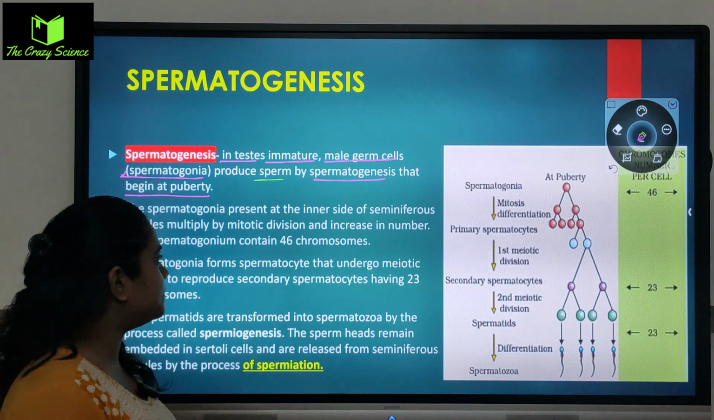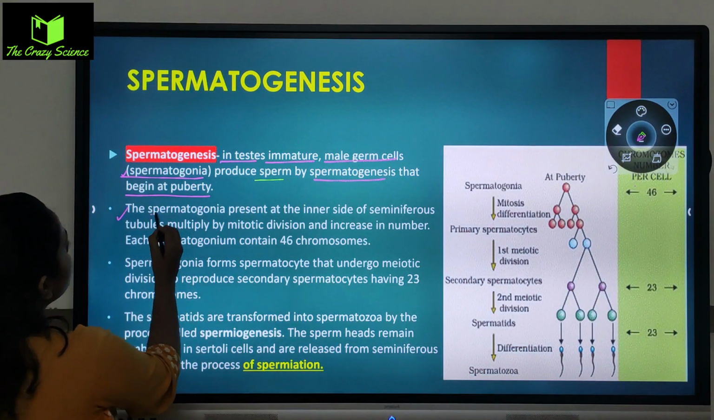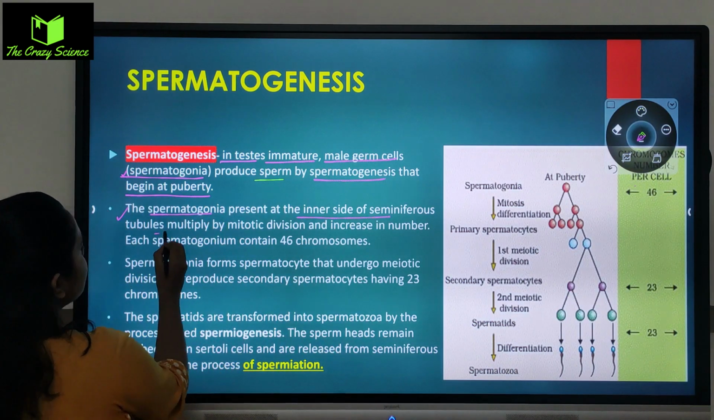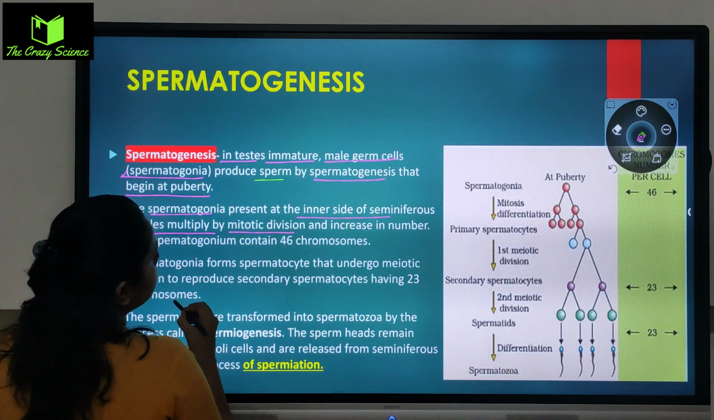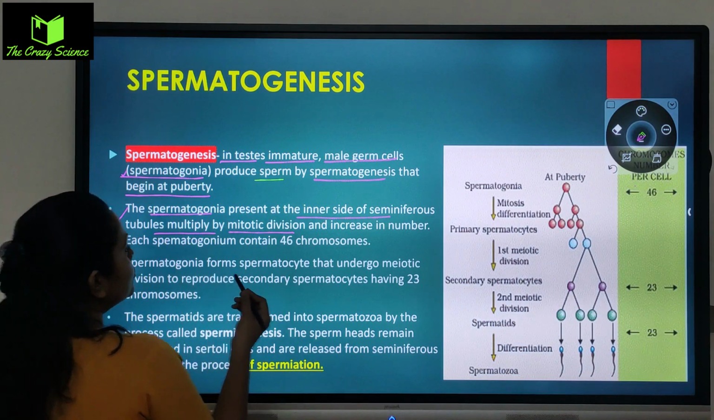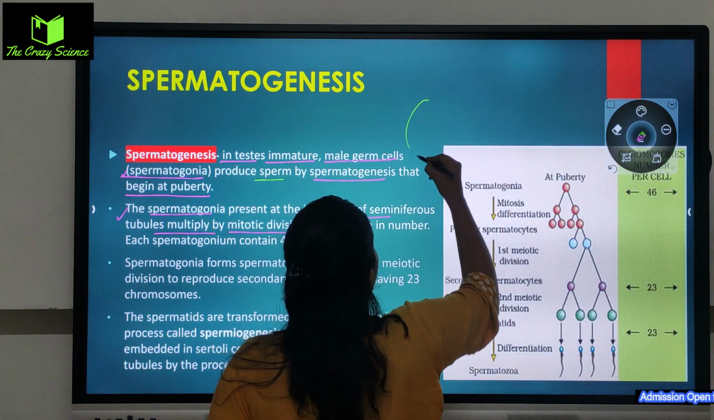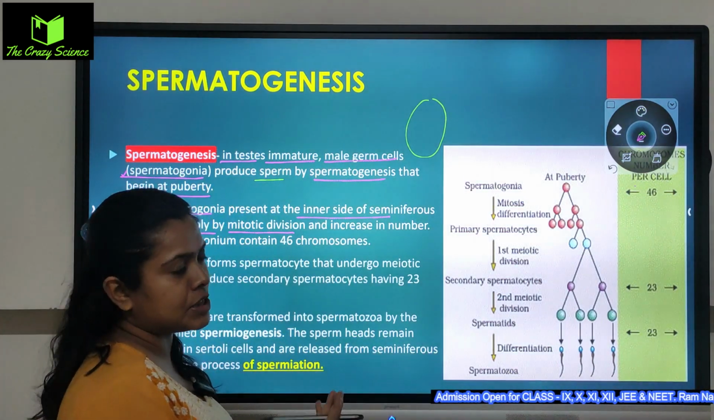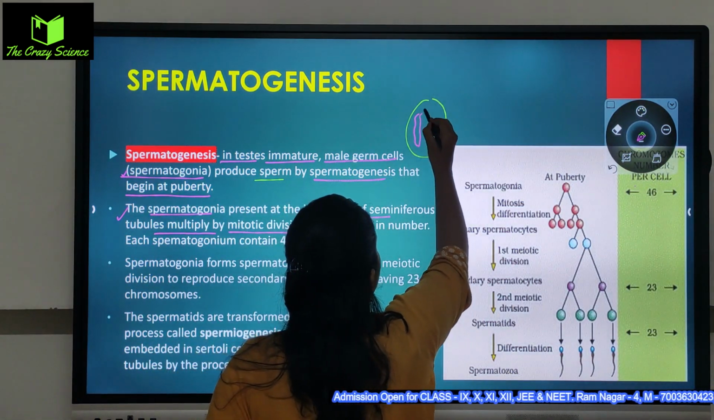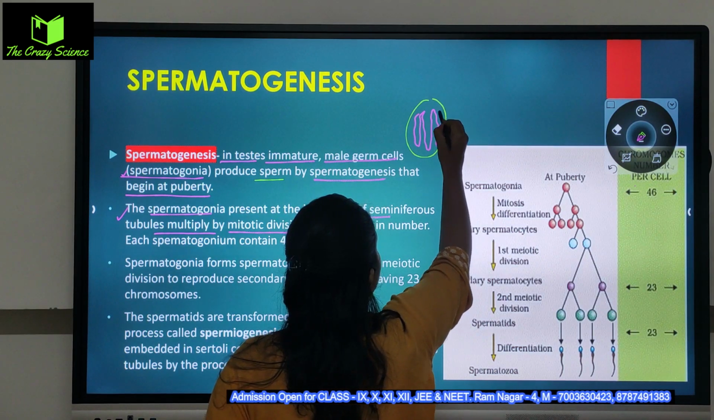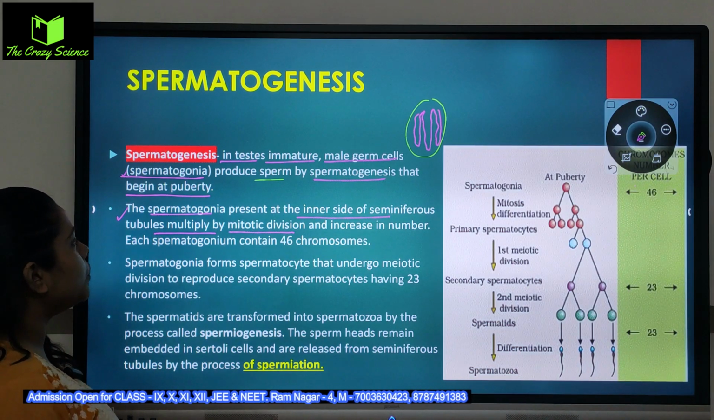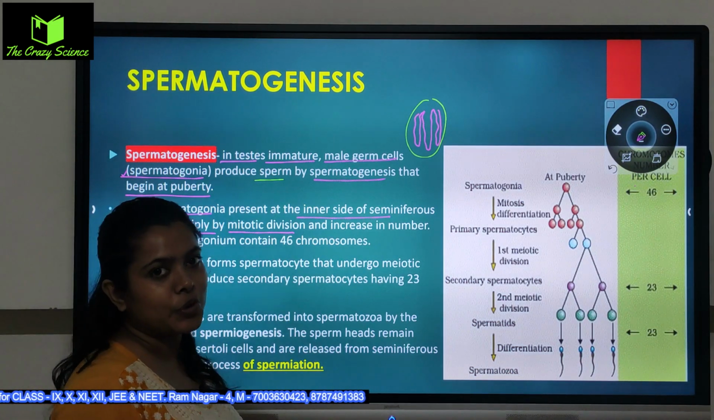of a male body. The spermatogonia present at the inner side of the seminiferous tubules multiply by the mitotic division and increases in number. So basically jodi ami eta dekhi, so during the testes we'll get to see the seminiferous tubule, the compartments of the seminiferous tubule, right? আমরা ওখানে দেখতে পারি compartments গুলো, ওখানের মধ্যে কি শুরু হয়, ওখানের মধ্যে spermatogonia formation শুরু হয়, right?